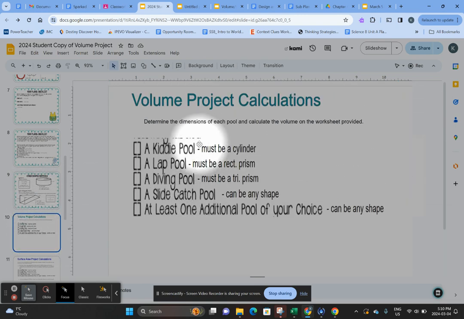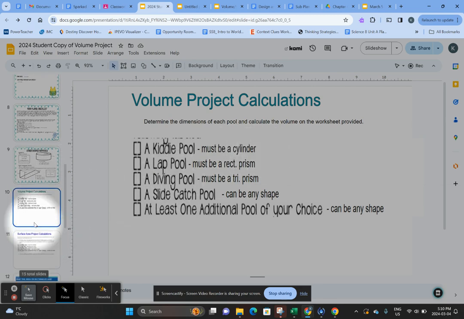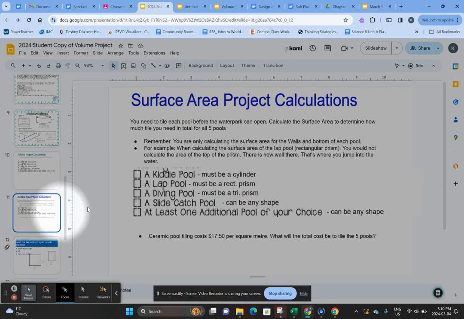So you can choose whether or not you want to write out the dimensions of your volume of each pool and calculate the volume first, or if you want to design a sketch first. And then after you're done that, we're not going to get to that today, you'll be working on calculating the surface area for each pool to see how much tile you would need.